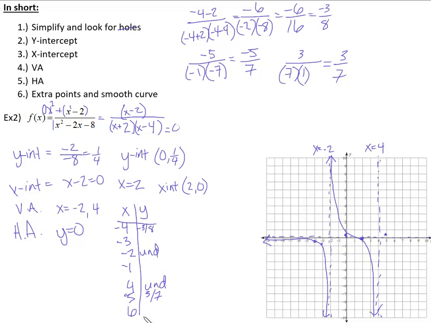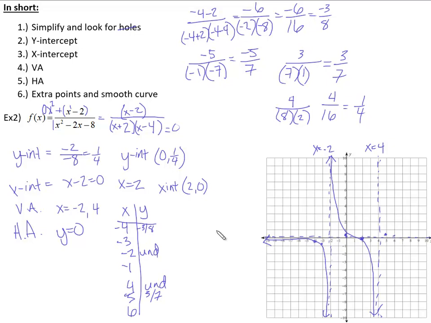Okay, not too bad. Plugging in 6. 6 minus 2 is 4. 6 plus 2 is 8. And 6 minus 4 is 2. So I get 4 over 16, which is 1/4.